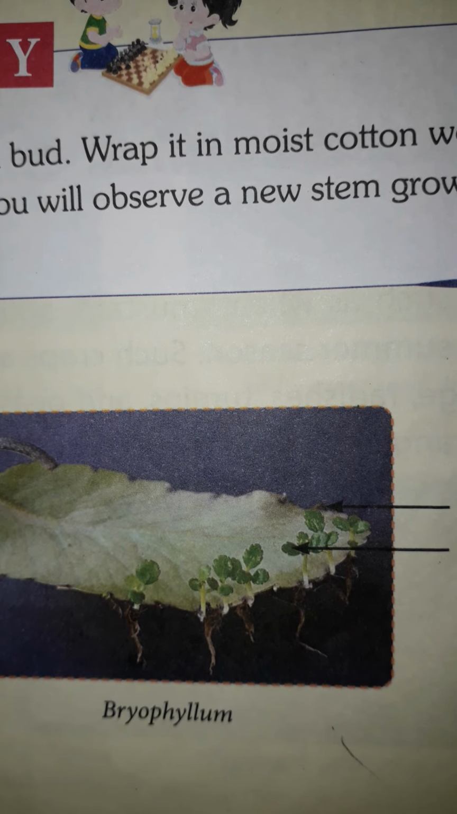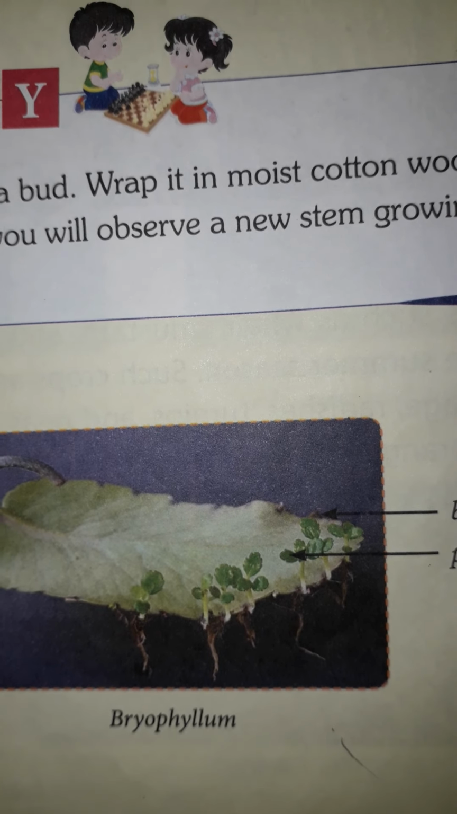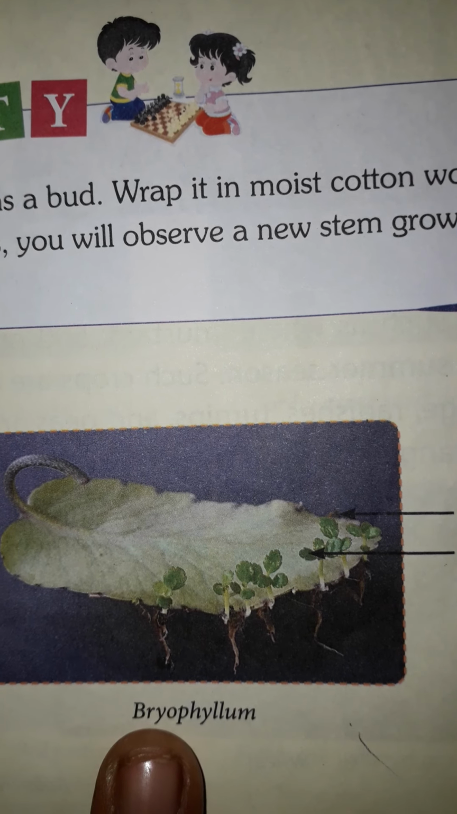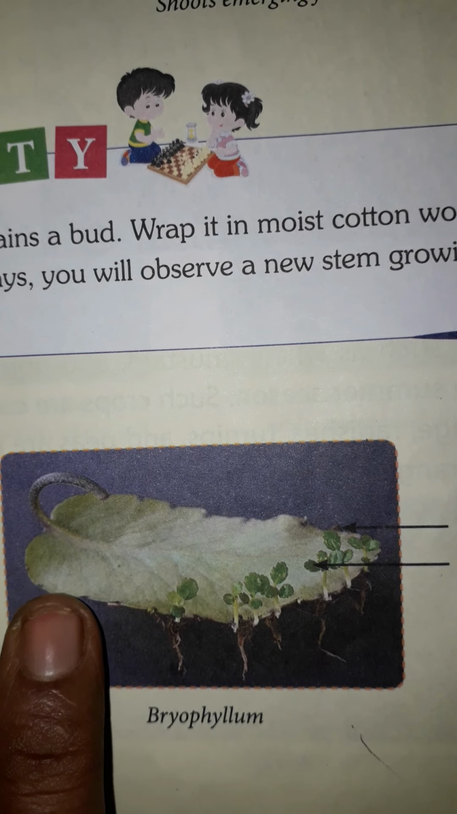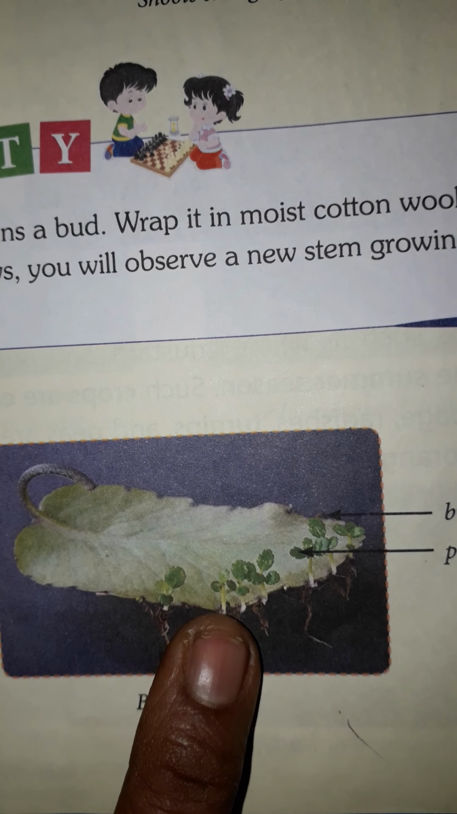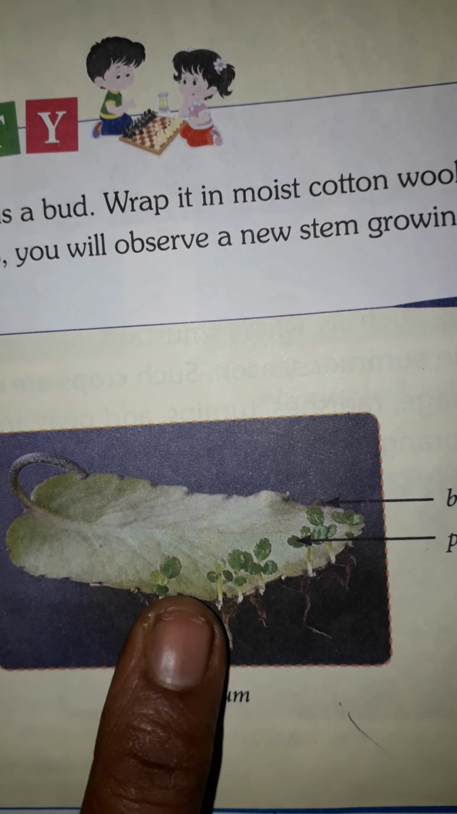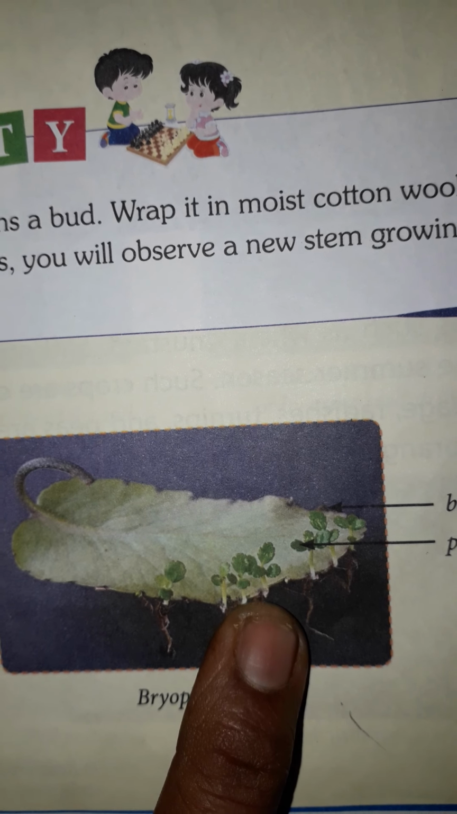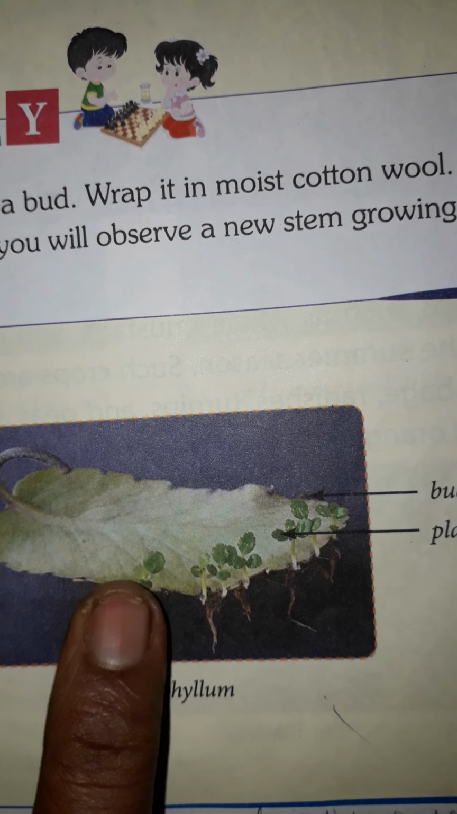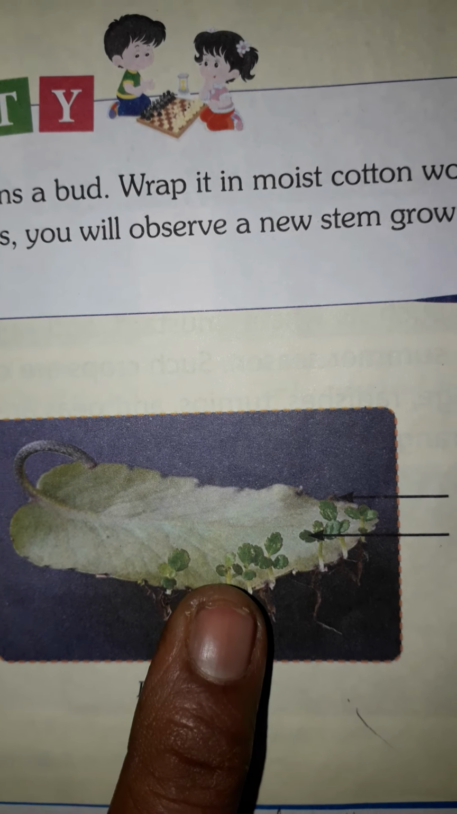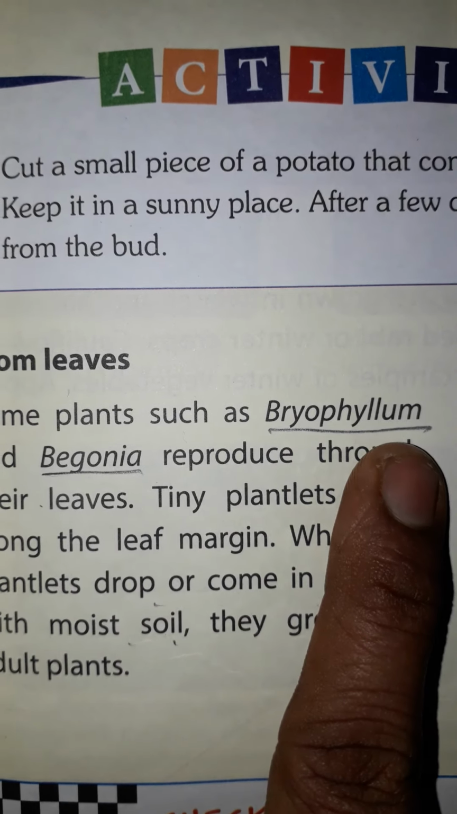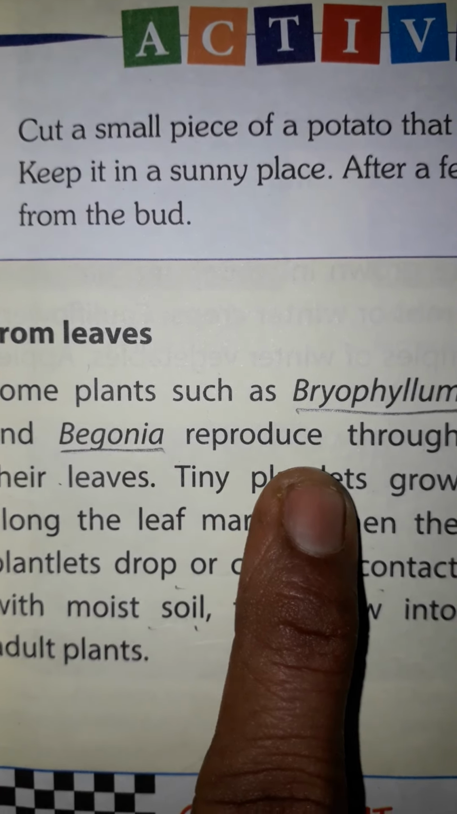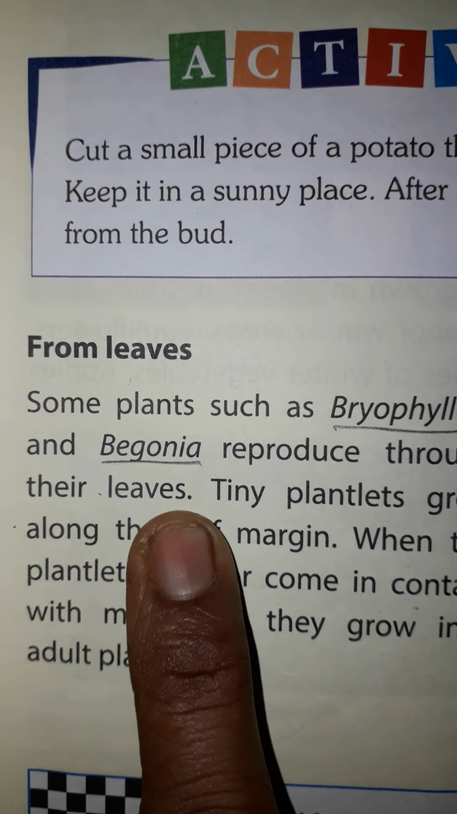It falls on the soil and starts to grow a new plant. What is the name of the plant? Bryophyllum. Bryophyllum has new plantlets. From the buds, the plantlet will grow. It falls on the soil and it will grow a new plant. From leaves, some plants such as Bryophyllum and begonia reproduce through their leaves.